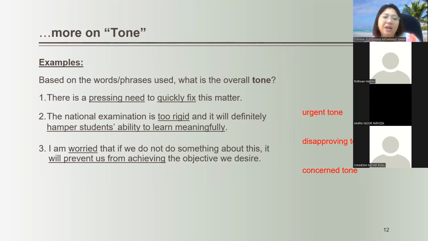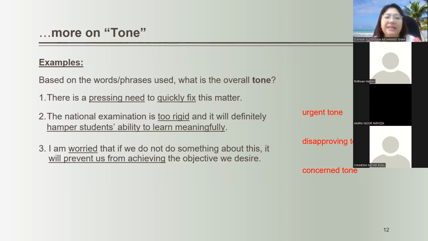Okay, number 2, the national examination is too rigid, and it will definitely hamper students' ability to learn meaningfully. So the tone here is actually a disapproving tone because of the words too rigid, the examination is too rigid, and it can hamper students' ability to learn meaningfully.